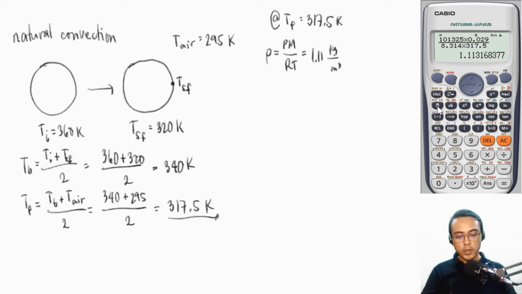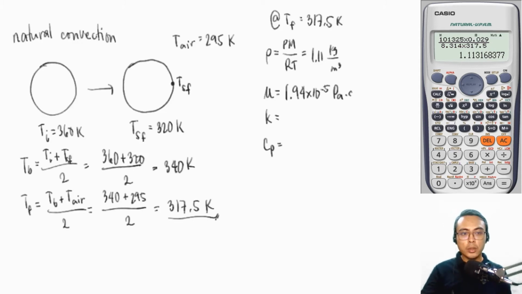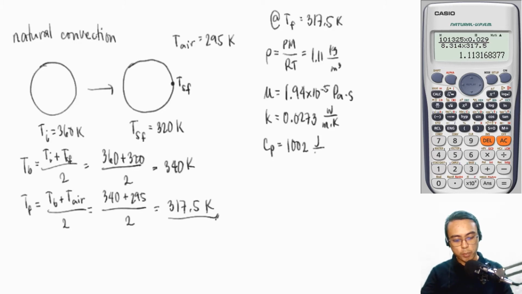Now, we also need values for the viscosity, thermal conductivity, and heat capacity of air at this temperature. You can refer to Perry's Chemical Engineers' Handbook for the values of these parameters. For this example, I have already determined them. Our viscosity is 1.94 times 10 raised to negative 5 pascal seconds. The thermal conductivity is 0.0273 watts per meter per Kelvin. And the heat capacity is 1002 joules per kilogram per Kelvin.